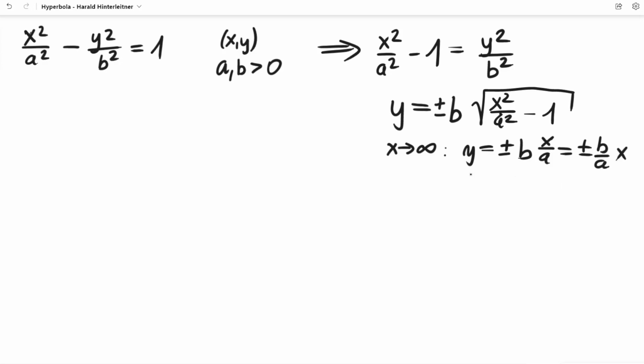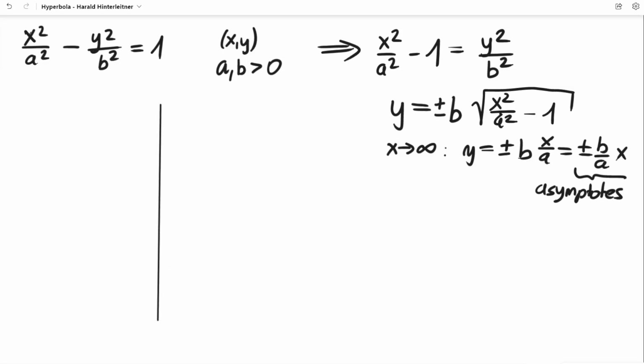So these are the so-called asymptotes. These are two lines going through the origin, and the curve approaches these lines for very large x values. So now we are able to sketch the hyperbola in the xy coordinate system.